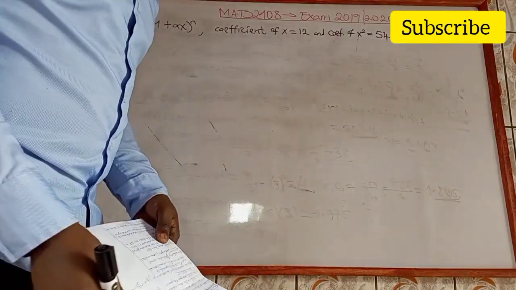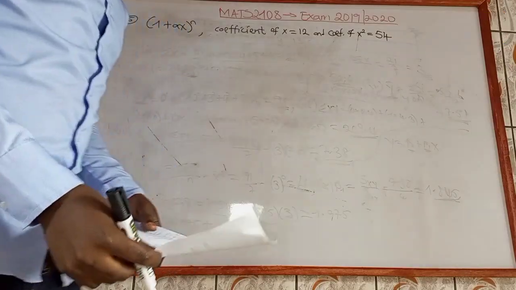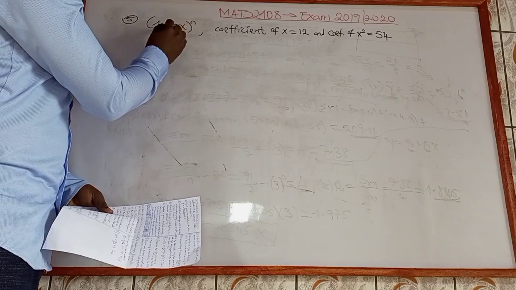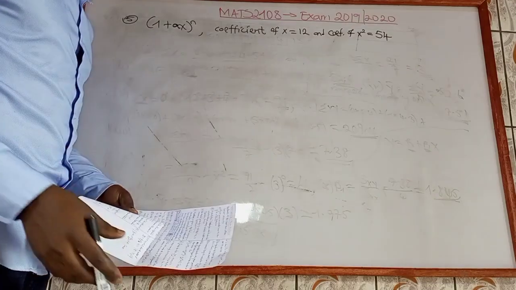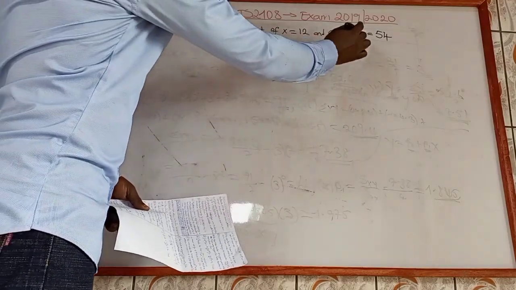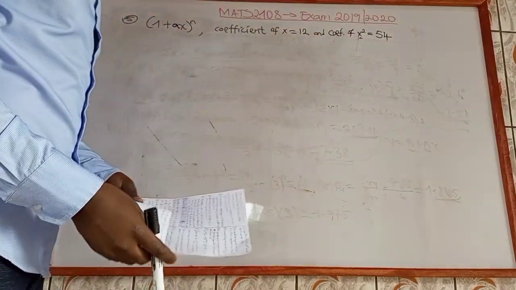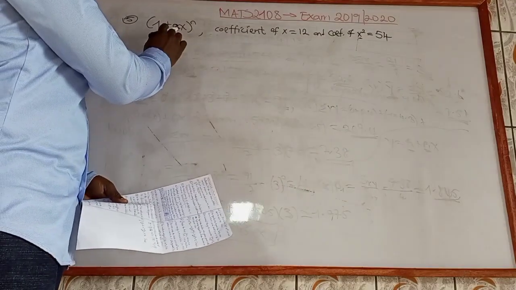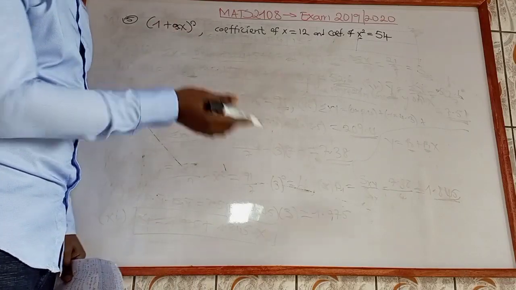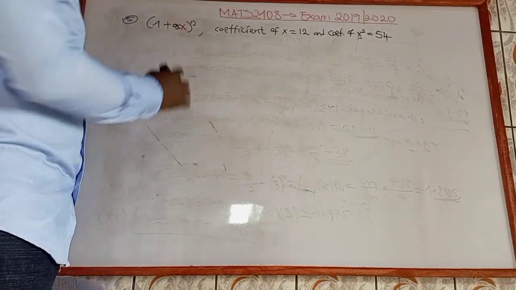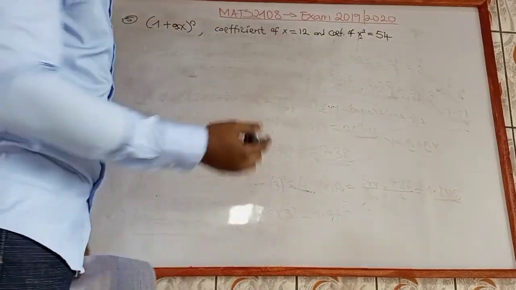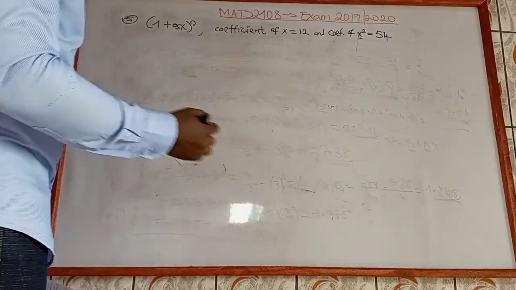Question number 5. This question says that in the expansion of (1 plus ax) to the power n, the coefficient of x is 12 and the coefficient of x squared is 54. Find the values of a and n. To do so, we are going to use the binomial theorem to expand this and then compare the coefficients we get to these given coefficients in order to find the values of a and n.